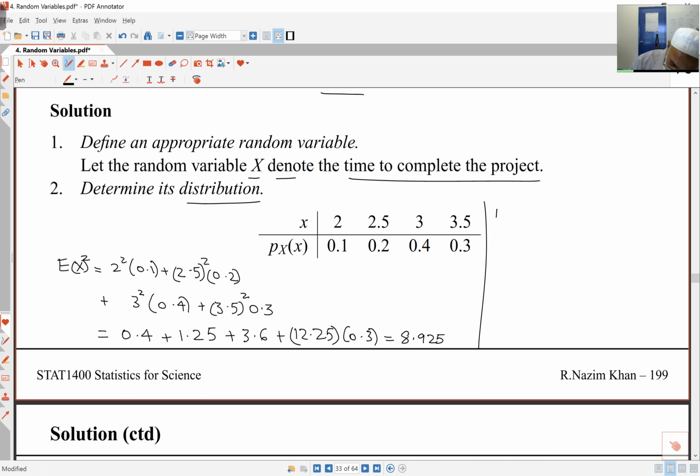And so over here, E of x will be simpler, of course, it will be just x times the values. So it's 2 times 0.1 plus 2.5 times 0.2, and then so on. And that comes to 2.95.